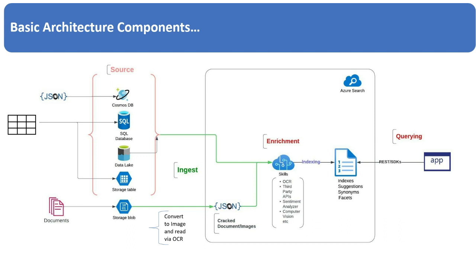Now if you have documents as your source, for example invoice PDFs, you can store them into blob storage. Now there's an additional step called document cracking, which enables you to read your PDF data, convert it into image, and using Azure's OCR service, you can crack that data into a JSON document and then ingest it into your index.